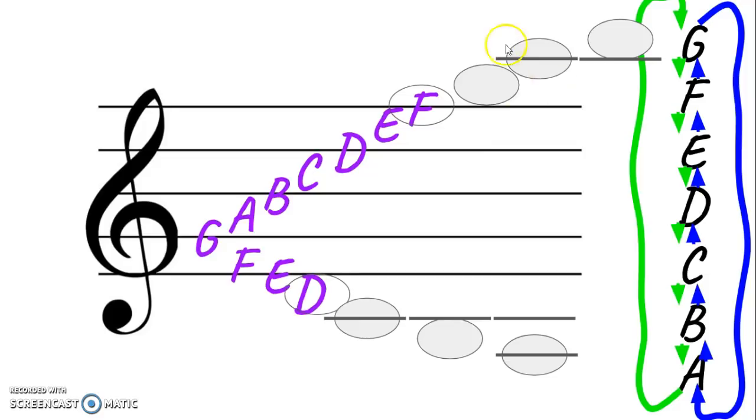So now if we're going to name them, we know that F is here and D is here. We're going to use our alphabet to go up and down from there. So above F would be G.